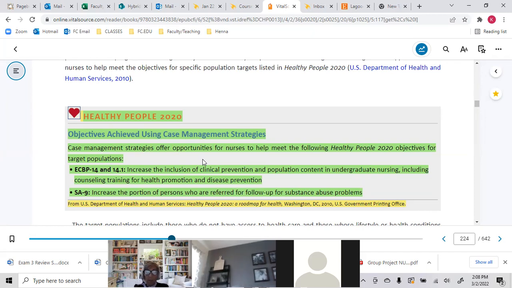Increase the inclusion of clinical prevention and population content in undergraduate nursing, including counseling, training for health promotion and disease prevention. What does that mean? Increasing the knowledge base for student nurses so that once they get into the nursing profession, they are going to be expected to be case managers. How do we prepare them?